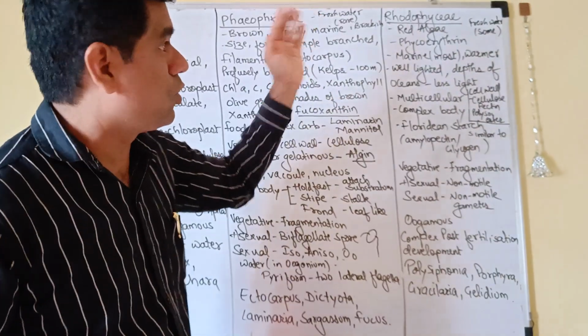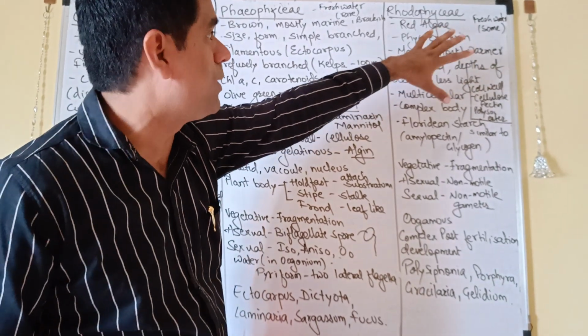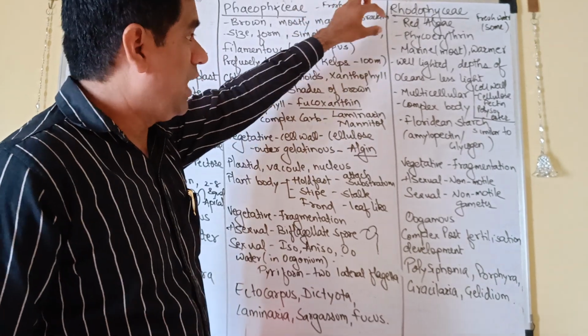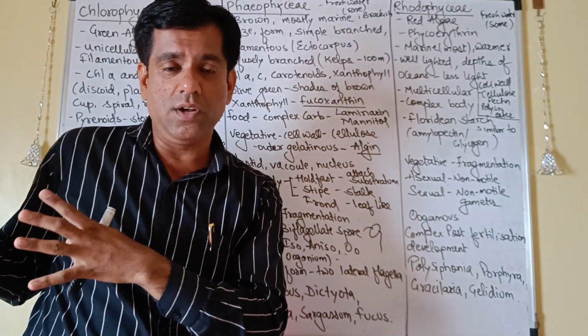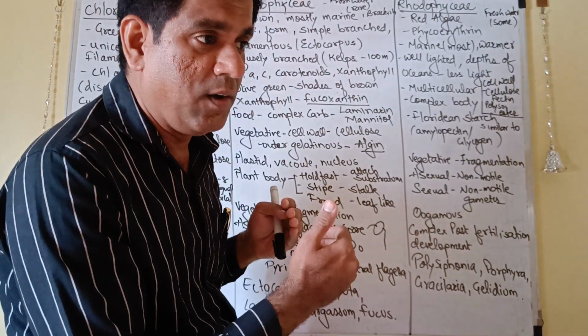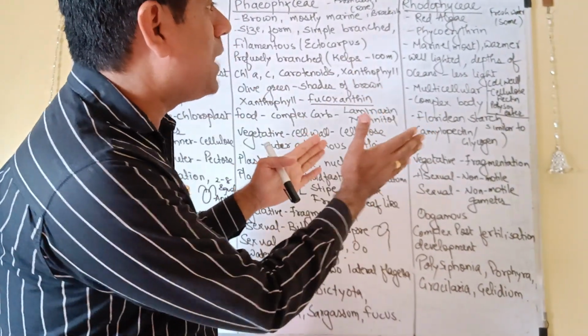The red one, that is your Rhodophyceae. They are very rare in fresh water, though some are found in fresh water. You'll find them more in marine water and brackish water. They have this pigment called phycoerythrin. So this had A, B; this has A, C and fucoxanthin; this has A, D and phycoerythrin. So fucoxanthin makes it brown, phycoerythrin makes it red.